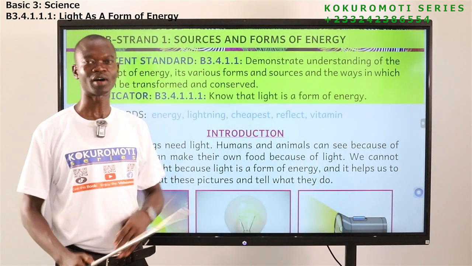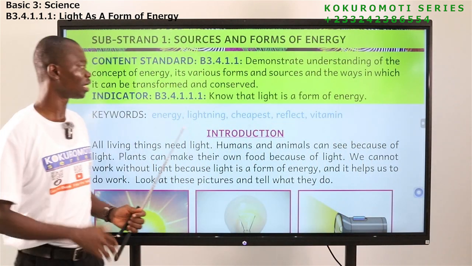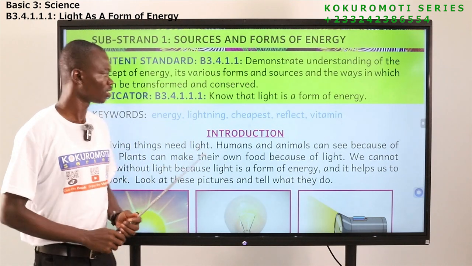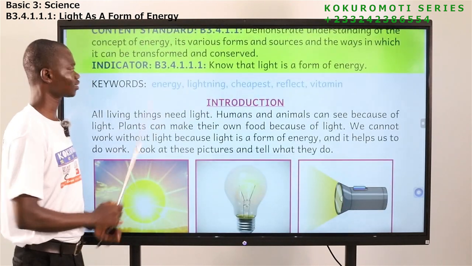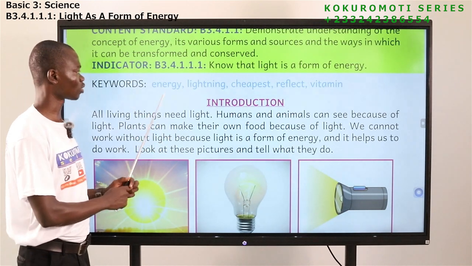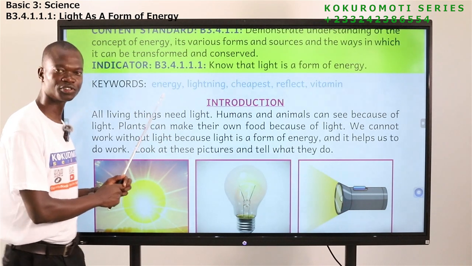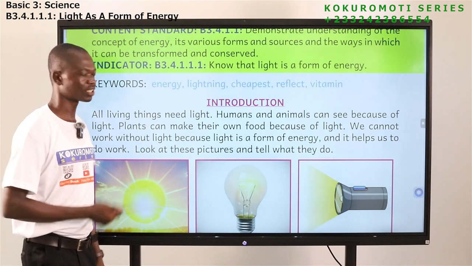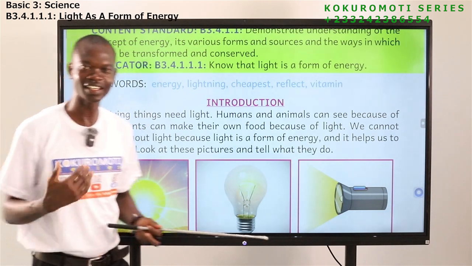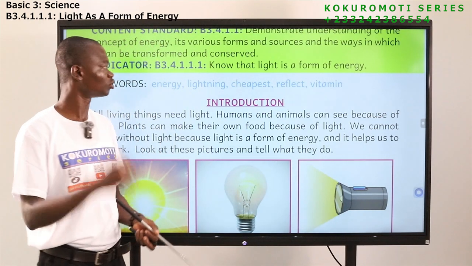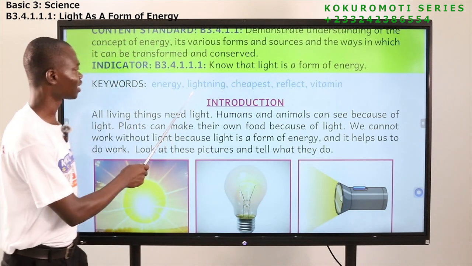Today's lesson is about light. We are going to look at light as a form of energy. The key words that we will see in the book, the first one is energy. What is energy? We have learned that energy is the ability to do work.